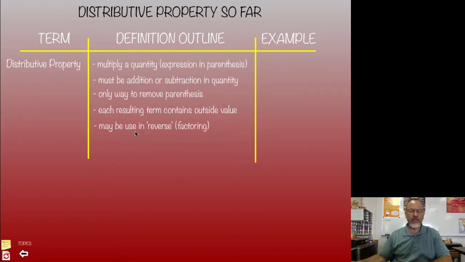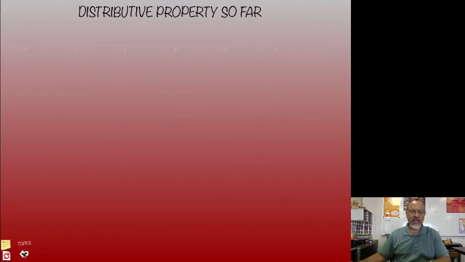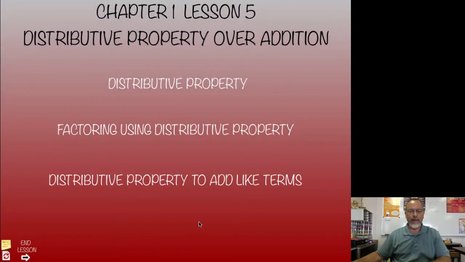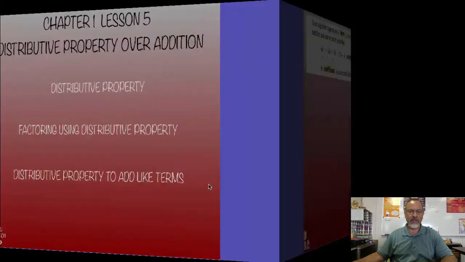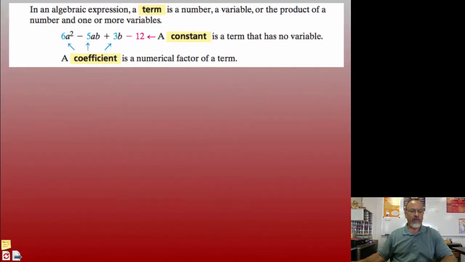And we're really going to use this application of the reverse, or the factoring, to help us with our next topic, which is like terms. I'm not sure how much exposure you've had to like terms, so we'll begin by looking at the definition of like terms, how we recognize like terms, and then we'll look at how the distributive property helps us to add like terms. Some vocabulary first we need to go over.